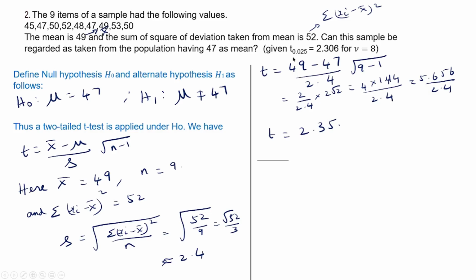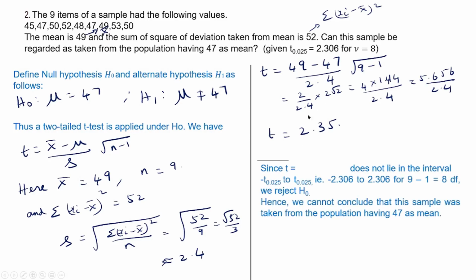Again, if we see, t 0.025 is 2.306 for 8 degrees of freedom. But 2.35 does not lie in the interval minus 2.306 to 2.306. Since t equal to 2.35 does not lie in the interval minus t 0.025 to t 0.025, that is minus 2.306 to 2.306, for 9 minus 1 equal to 8 degrees of freedom, we reject H naught. Hence, we cannot conclude that this sample was taken from the population having 47 as mean.